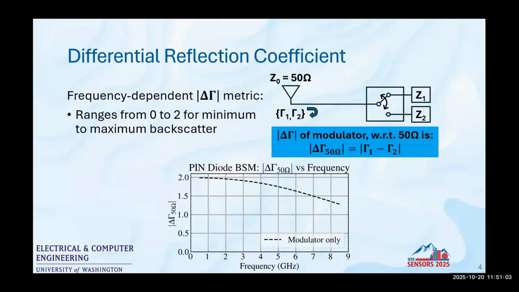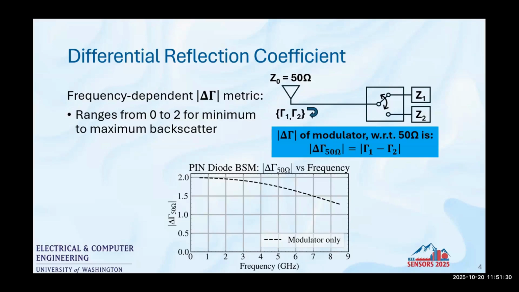One way to formalize the amount of modulated backscatter is to consider the differential reflection coefficient, or the delta gamma metric. This is a frequency-dependent parameter that ranges from 0 for no backscatter to 2 for the maximum. For a modulator employing a binary modulation scheme shown here, this metric can be calculated as just the magnitude of the difference in the reflection coefficients at the two impedance states.